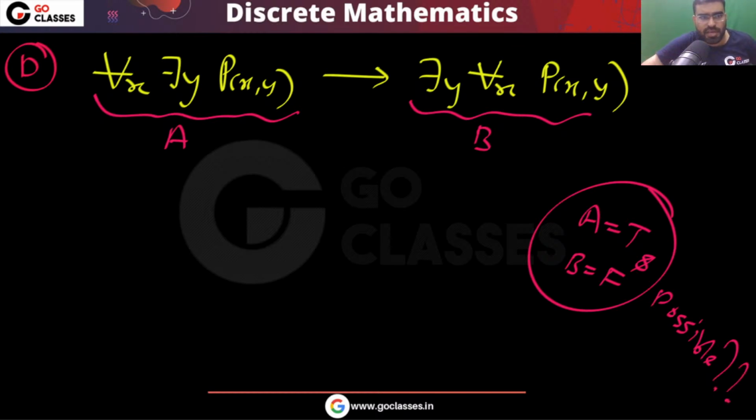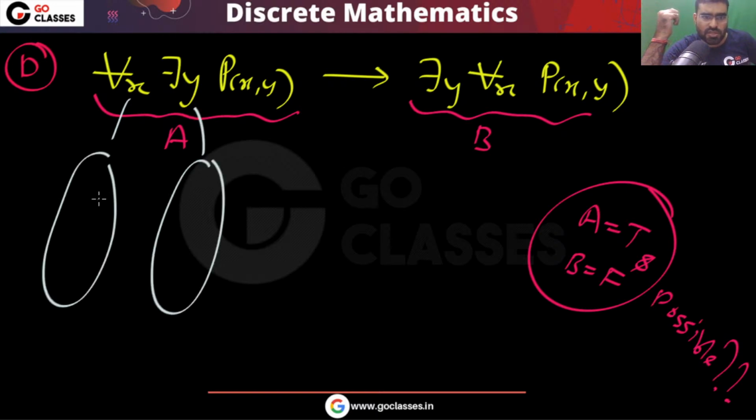Is this possible? A true, B false. Is it possible? Remember, for x you have to take the same domain. So let me assume a domain like A, B, C. And you can notice, can I make this A true?